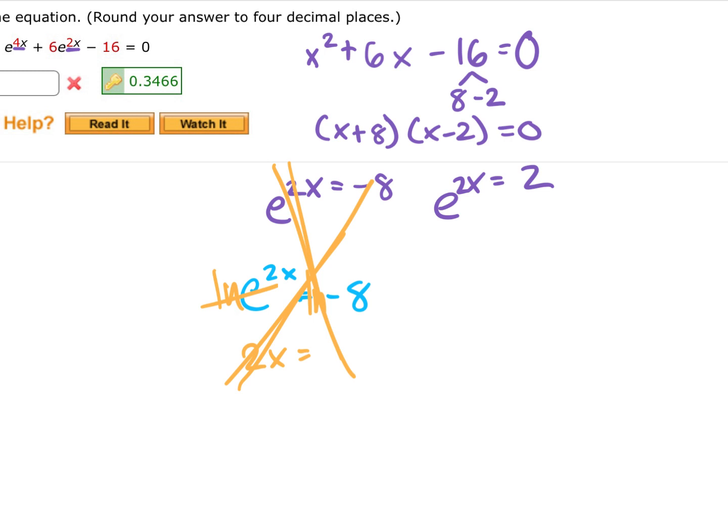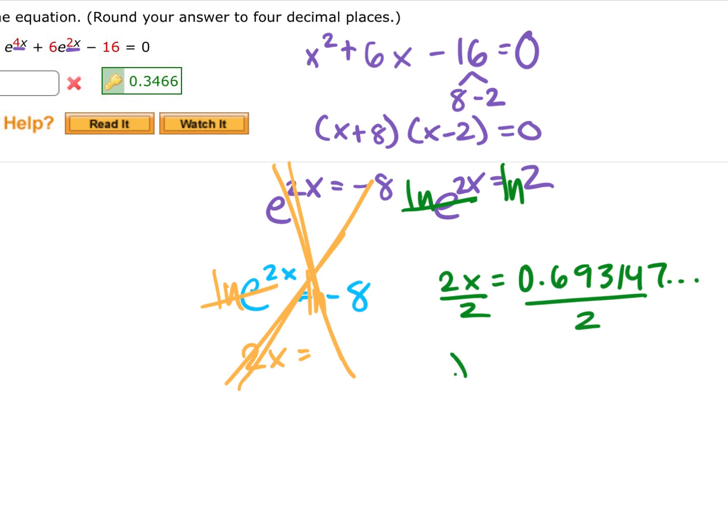How do I get rid of the e here? ln. Take the ln of both sides. So ln of e cancels. So we have 2x is equal to the ln of 2. So that would be 0.693147. It keeps going, but I'm just going to leave it in the calculator. What's the last step to find x? Divide by 2. So I just take that number, leave it in my calculator, and divide by 2. We get 0.34657.